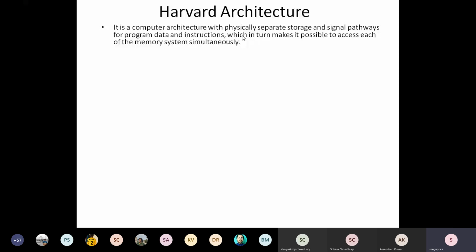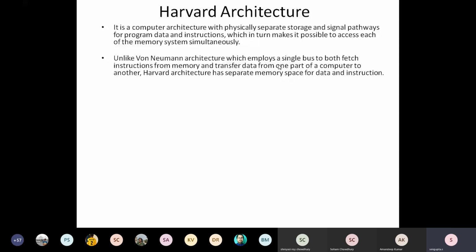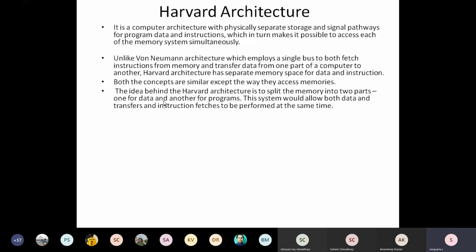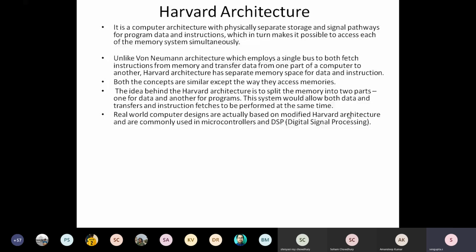The von Neumann employs a single bus to fetch both instruction and data transfer, while the other has separate memory space for data and instruction. As I said, both of them are similar, except that the pathways are different, and there are dedicated memories for the opcodes and operands. It splits the memory into two parts, one for data, the other for instructions. So basically it's the same thing, based on a modified architecture commonly used in microcontrollers and DSPs. So it is quite highly used in such cases.